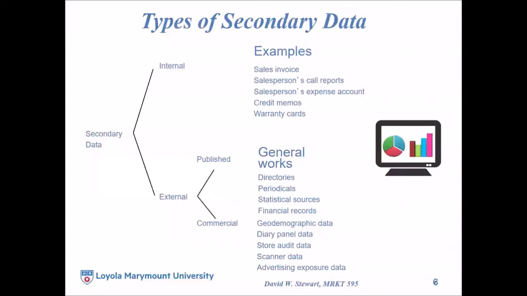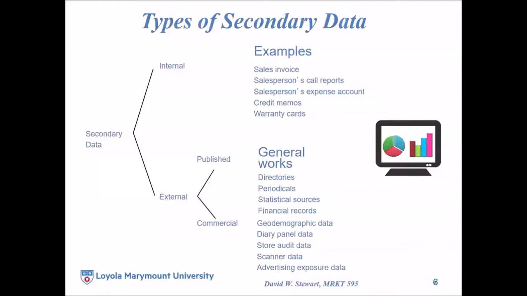There are also all kinds of published works out there, directories, periodicals, statistical sources, financial records. If you want to do competitive analysis, there's lots of really interesting data on publicly traded firms in their annual 10K, which is a report they have to file. And there's often lots of information about market share, about plans for the future. They're very, very useful for competitive analysis.